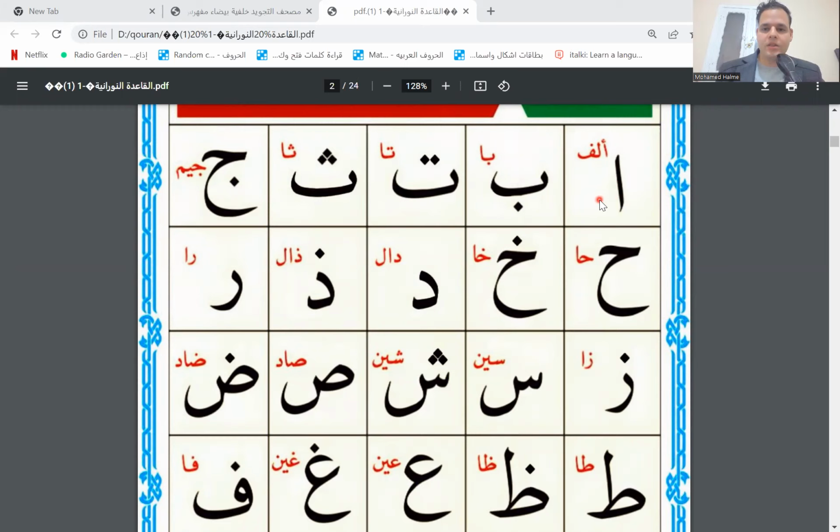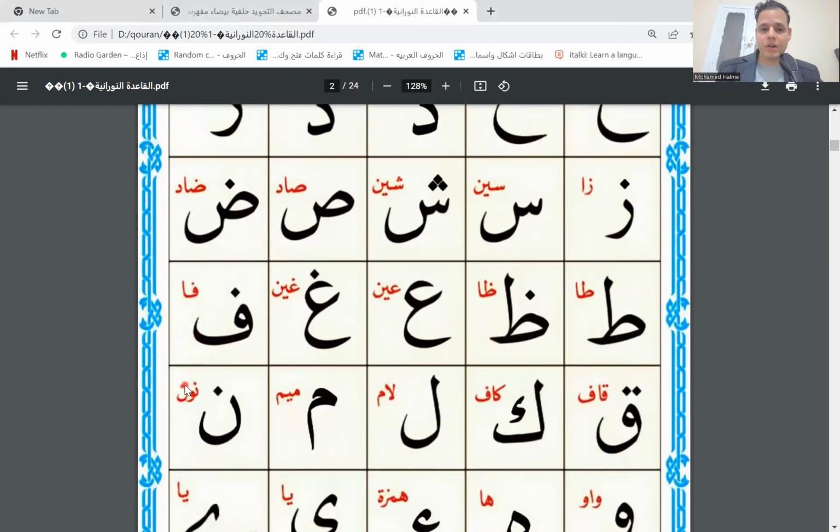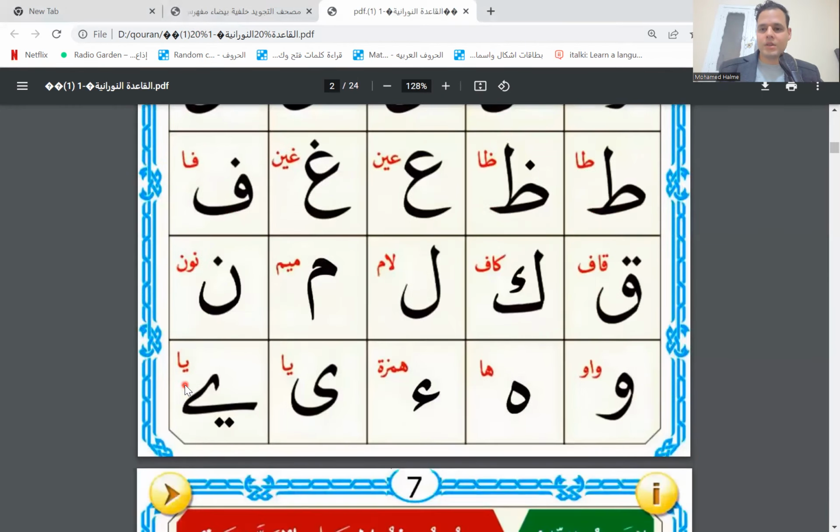Ba, ta, tha. This is the first tongue letter. Tha, ja, ha, kha, da, dha, ra, za, sa, sha, and that is the first part of the Arabic alphabet. Now, the second part of the Arabic alphabet.